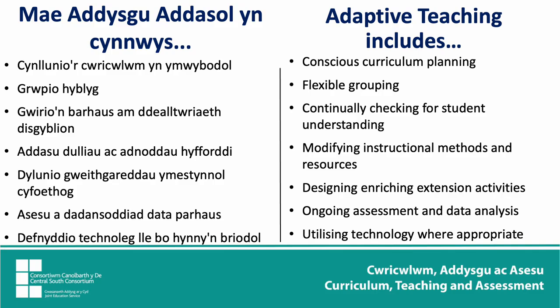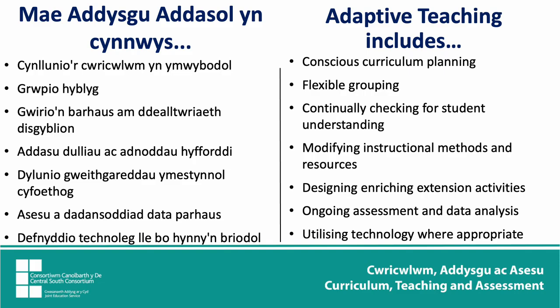And we're also talking about a bell curve. We're talking about the range of ability in the class. Now, at either ends of that bell curve, you may well have learners that adaptive teaching will not be enough for.